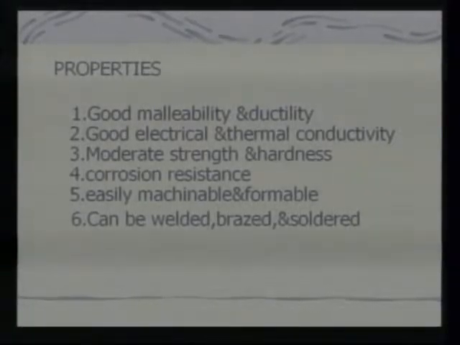Easily machinable and formable, that is, by machining it can be shaped to any required size and shape. Formability means that it can be mechanically shaped to the required size and shape. Can be welded, brazed and soldered. You know that welding is a process of joining two metal pieces. Similarly, brazing is the process of joining two similar or dissimilar metals.